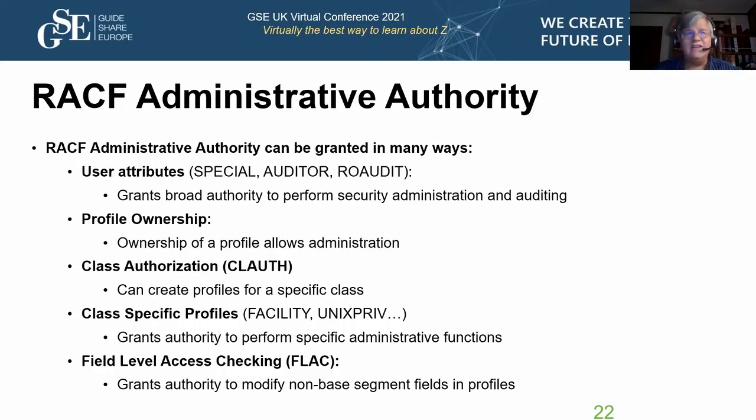We have CLAUTH, right? The class authorization, which allows you to create profiles in a particular class. So if you have CLAUTH for USER, hey, that gives you the ability to do some user administration kinds of things. We also have some very specific profiles in the FACILITY class and the UNIXPRIV class and a couple of other places that give you the ability to perform very specific administrative functions, perhaps a password reset as an example, right? And then the last thing we have, field level access checking, or FLAC. This gives you the ability to do things in non-base segments if you have a certain administrative privilege defined in some profiles somewhere. So all of these are ways of giving administrative authority to a user.